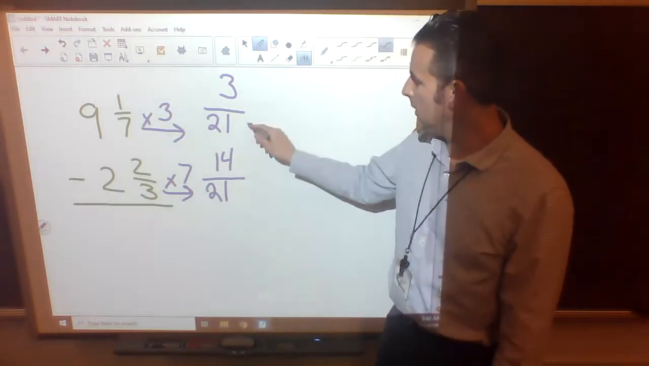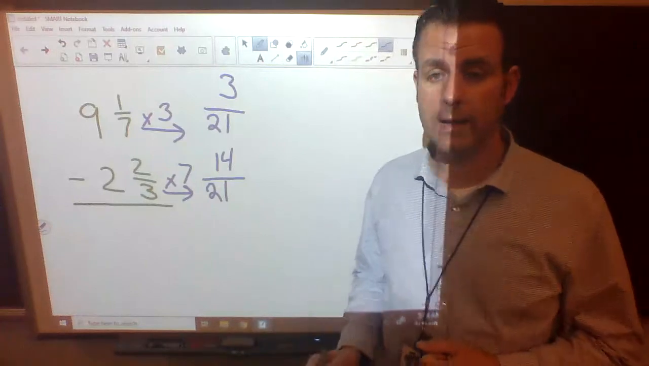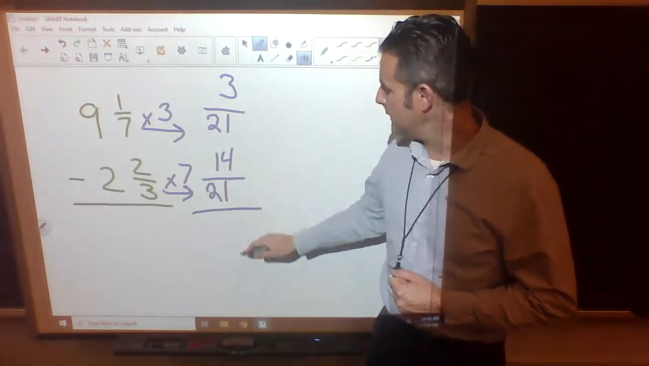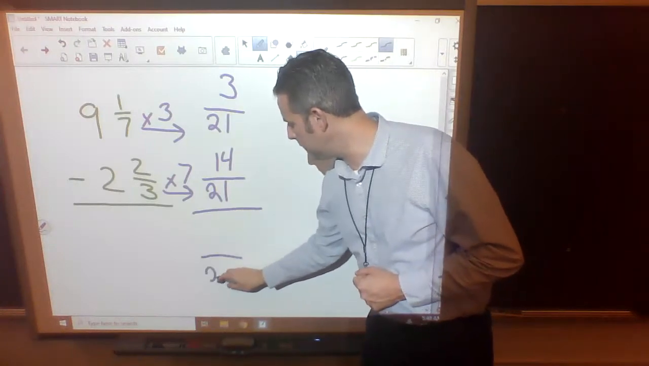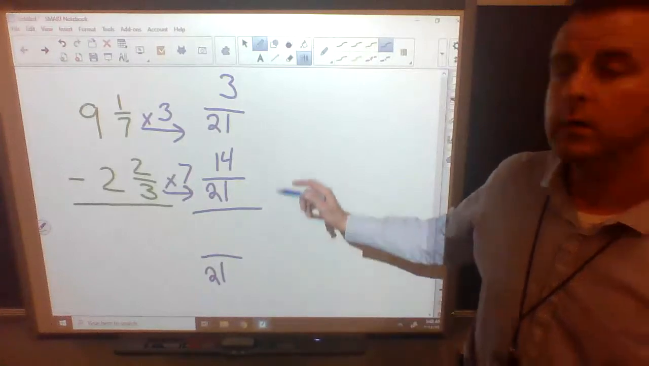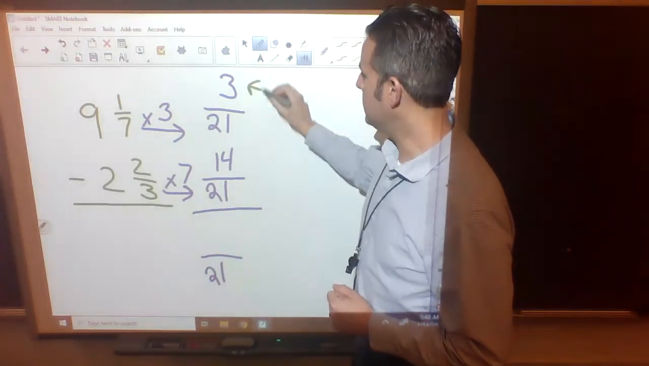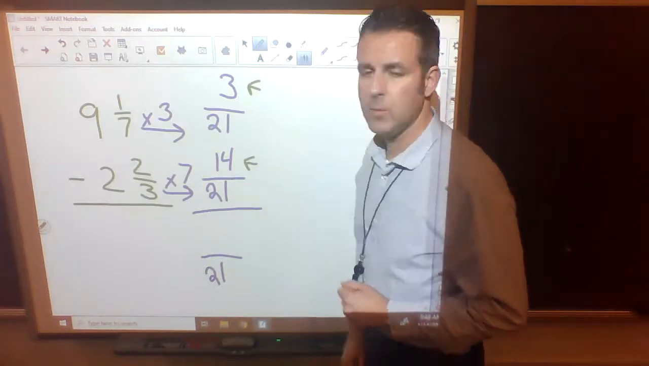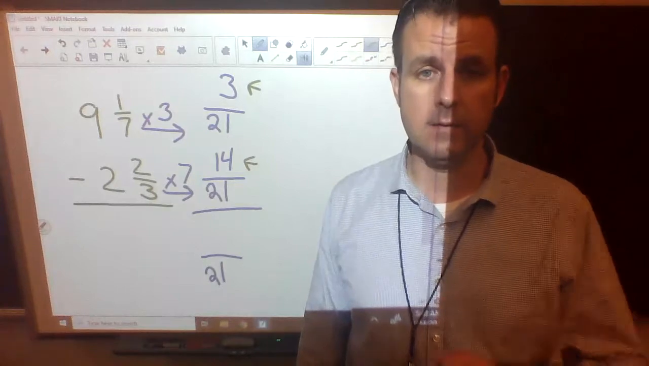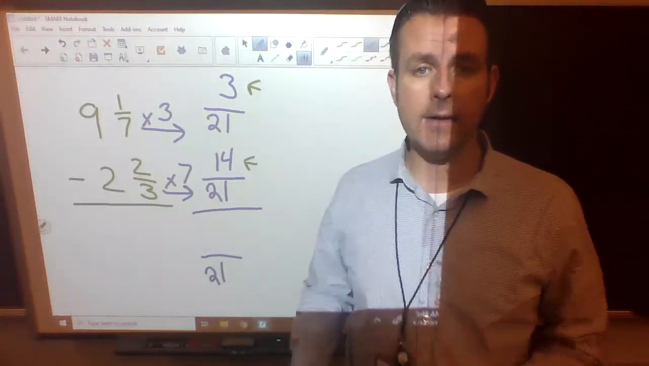Now we have 21s and 21s. Our bottom numbers are the same. We are ready to subtract. So let's do it. We have 21s minus 21s. We're going to be left with 21s. The bottom number is not changing. So now we look at our top number. We have 3 pieces, and we need to get rid of 14. Uh-oh. I don't have enough pieces. I only have 3, and I have to get rid of 14 of them. I can't do it. I have to regroup.